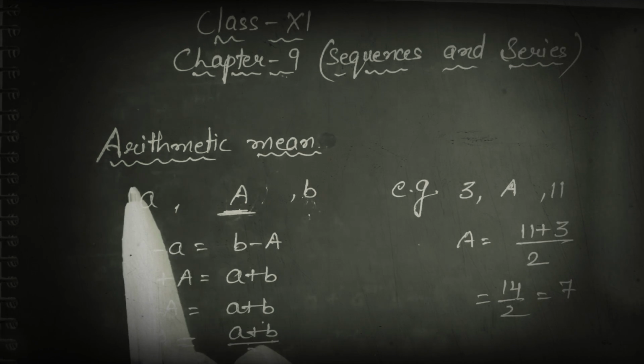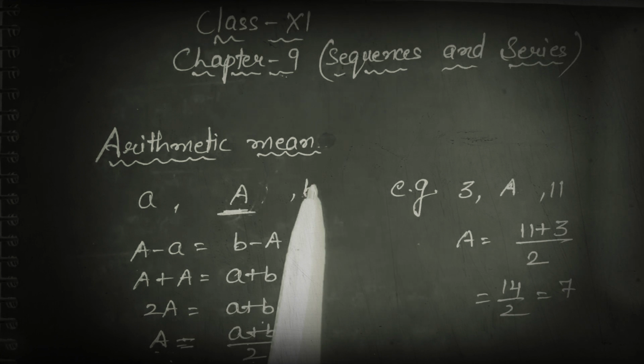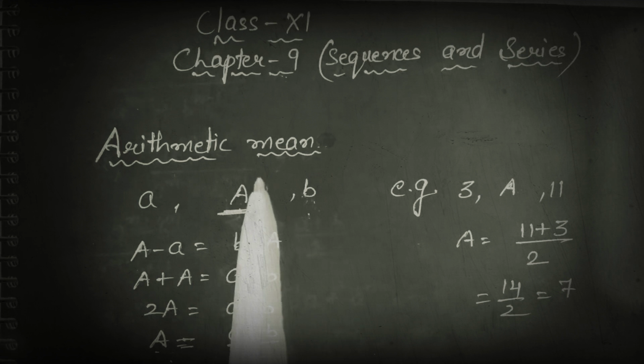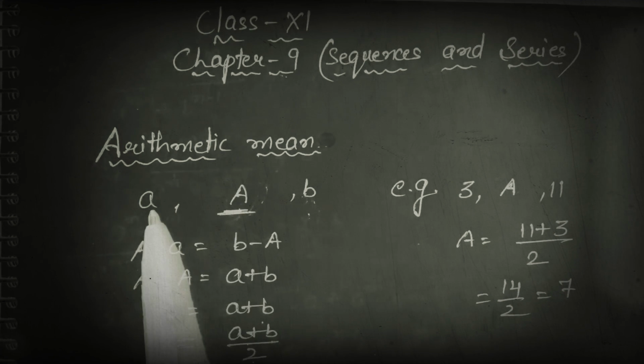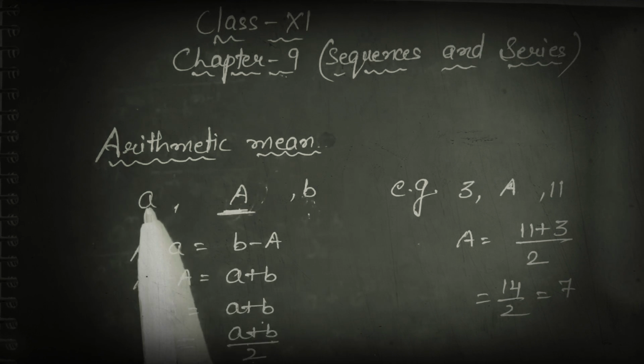Hello everyone. Today we will discuss arithmetic mean and some questions related to this. Suppose a and b are two numbers and we want to find one arithmetic mean between them such that these numbers are in AP. If A is the arithmetic mean between them, then a, A and b are in AP.